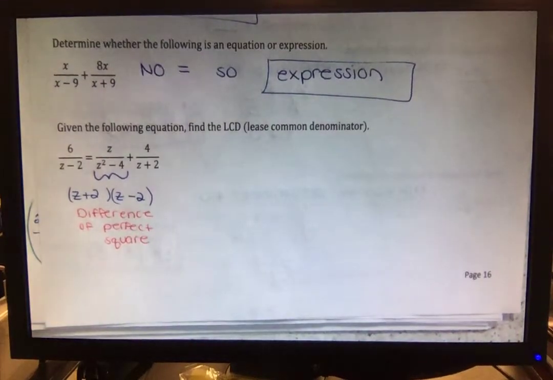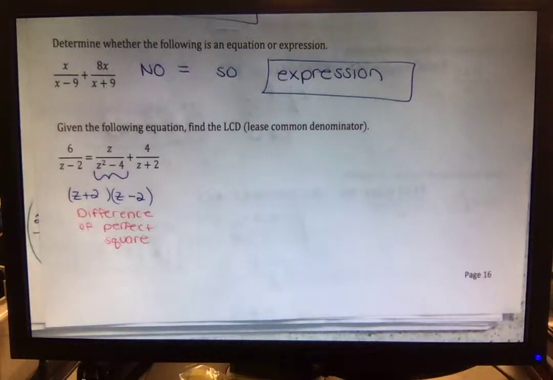And the last one, z plus 2, is already factored for us. There's no GCF, nothing like that. So in the first denominator, we have z minus 2. Second one, we have z plus 2, z minus 2. Third one, we have z minus 2. I'm sorry, z plus 2.